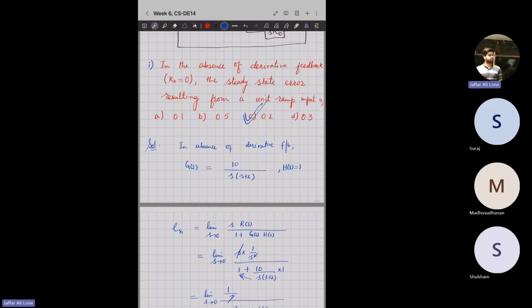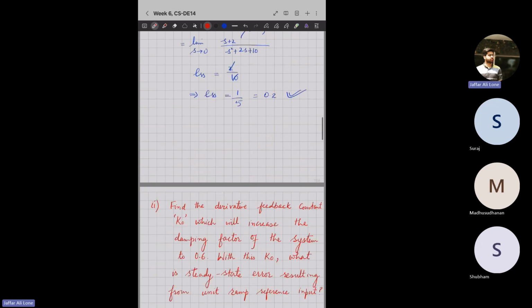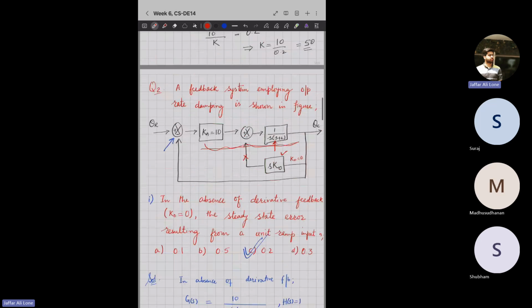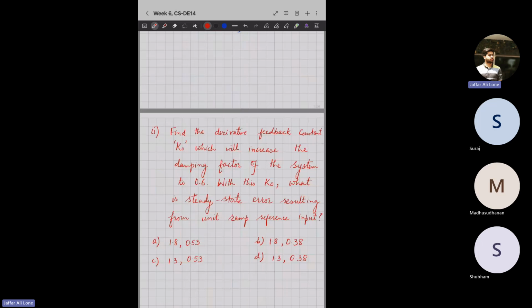Now in the same question, let's see the second part. Now find the derivative feedback constant K naught. So now we have to consider this loop, and we have to find this K naught. Find the derivative feedback constant K naught, which will increase the damping factor of the system to 0.6. Very good. So we have to note important things here.